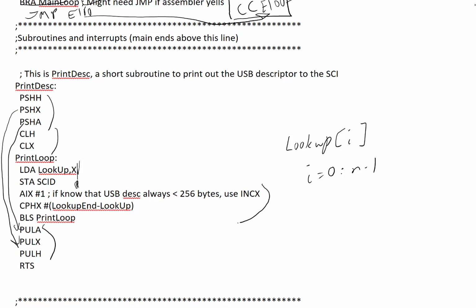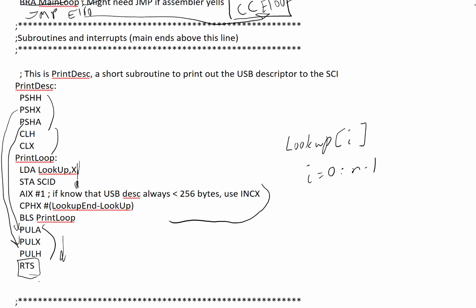And then this section here is going to increment the X value, check to see if we're past the end of the lookup table, and then go back to print another character if we're not past the end of the lookup table. After that, we're just going to do the pulls, and then this is return from subroutine. So that's just changing the program counter. Again, this is a subroutine, not an interrupt, and so it does not automatically do the stacking, and we need to stack, unstack, and then return.